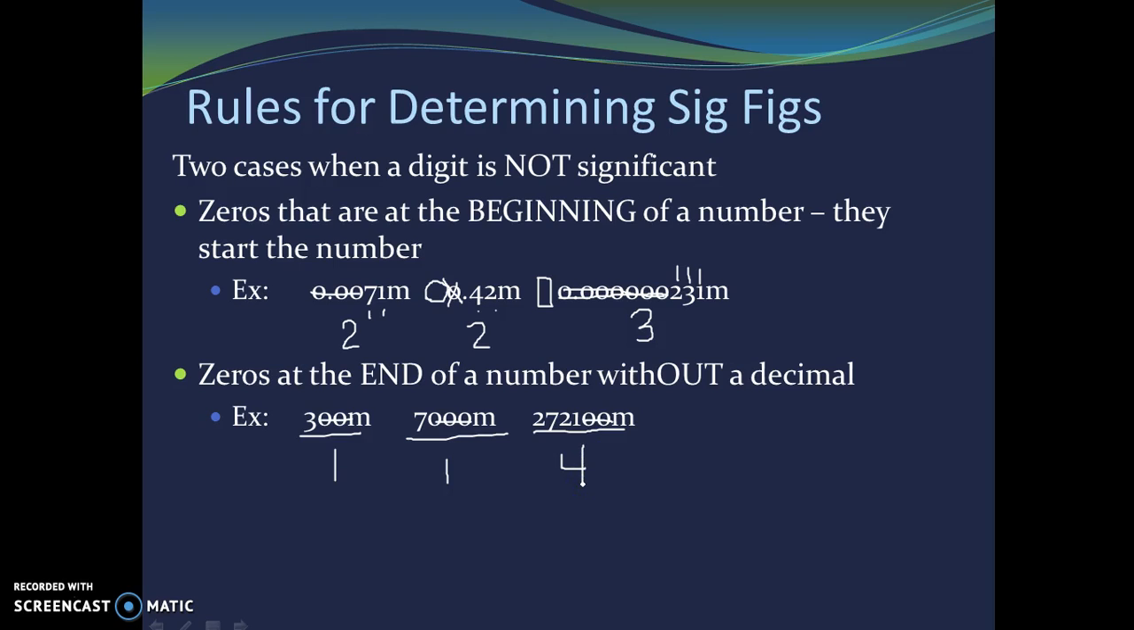So, we're only going to count a number as significant if it is a non-zero digit, if it is a 0 between two non-zero digits, or it is a 0 with a decimal after a non-zero digit. Okay? The 0 is falling after the non-zero digit, and there is a decimal in the measurement.